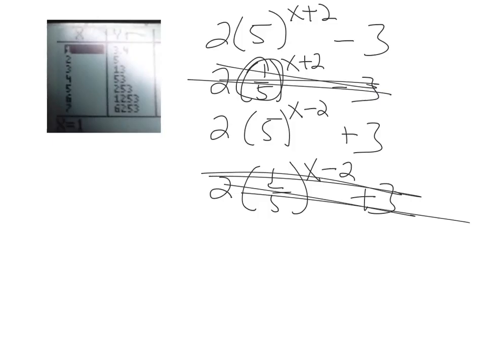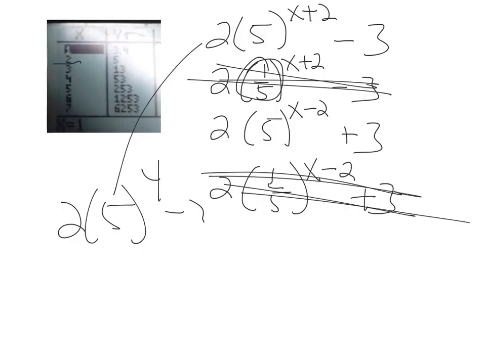How about if I use x equals 2? So 2 times 5, let's see, 2 plus 2 is 4, minus 3, well, 5 to the 4th is 625, and 625 times 2 minus 3 certainly isn't 5.